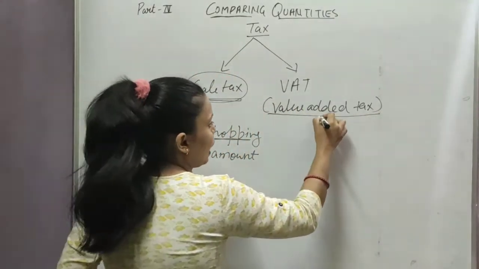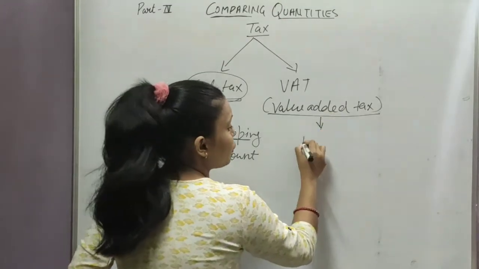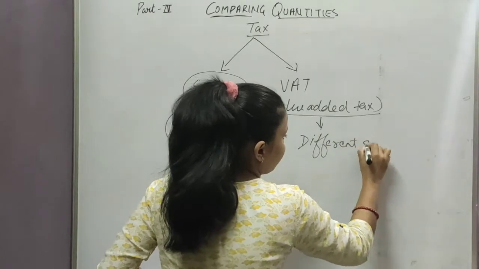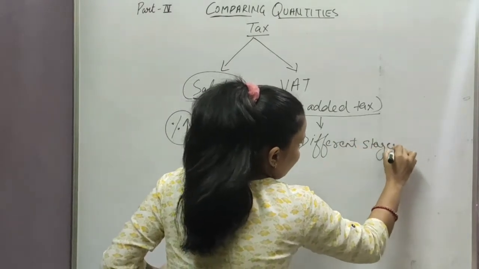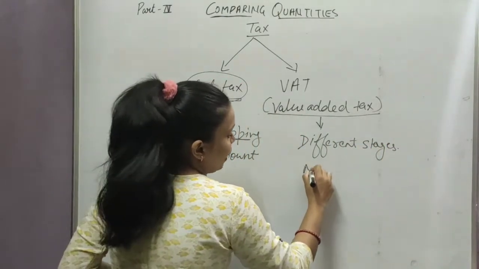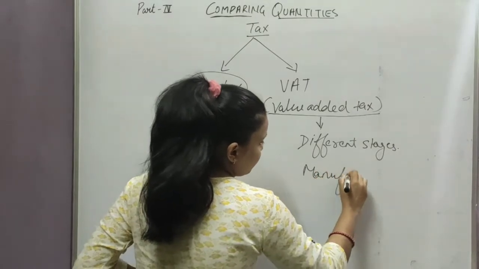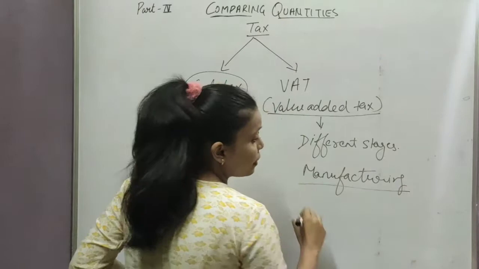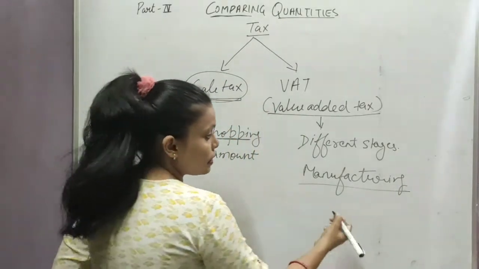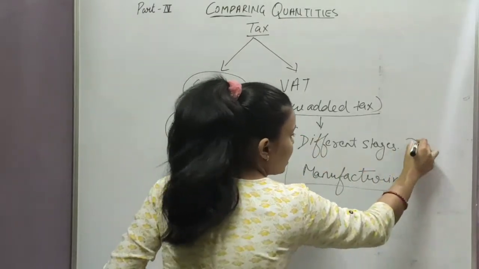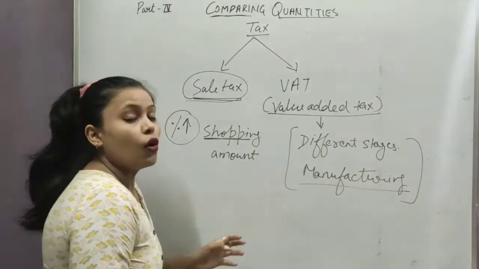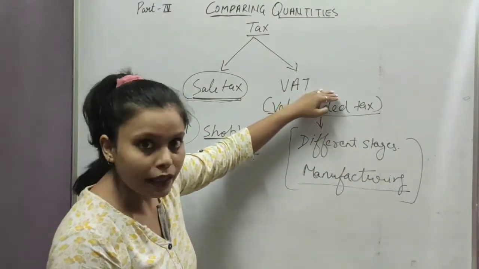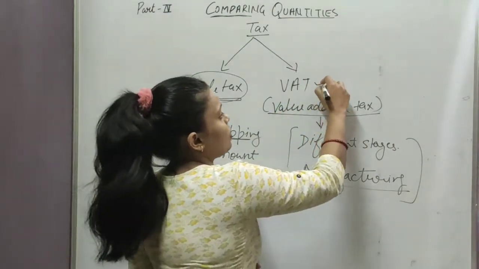But VAT is applied on a product at different stages, like at the time of manufacturing, buying the raw material and the selling. These are the different stages of a product. On these stages, if any tax is applied, that is known as VAT.